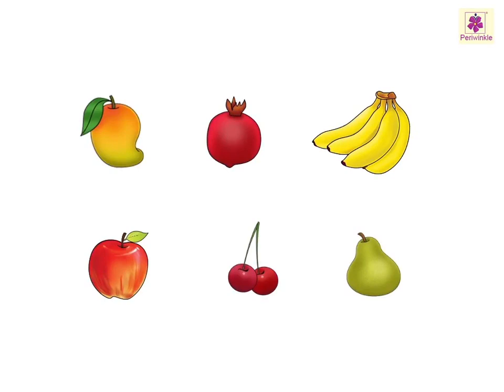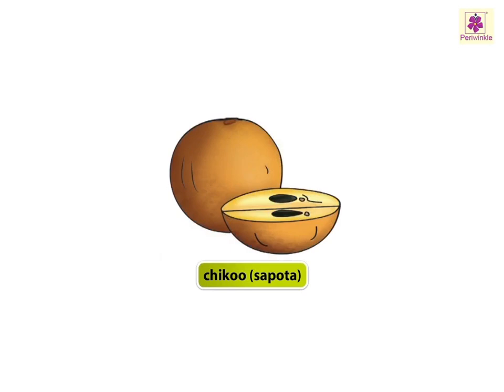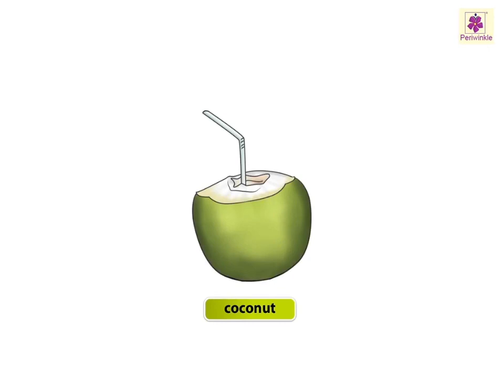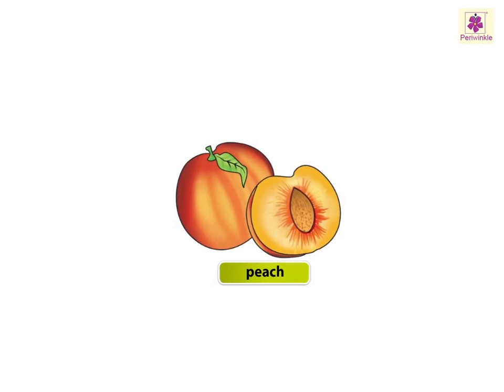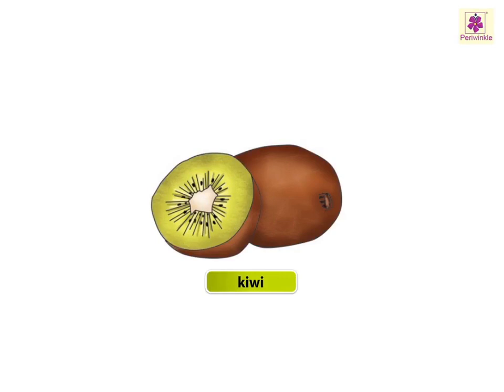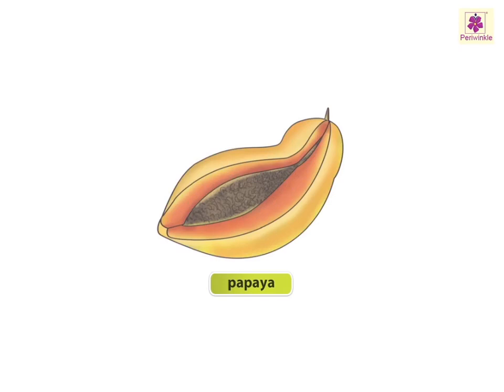Fruits. We have learned about some fruits in Book A. Let's look at some more fruits. Muskmelon, chiku or sapota, coconut, guava, lychees, peach, strawberries, kiwi, custard apple, papaya, jamuns, plum, watermelon.